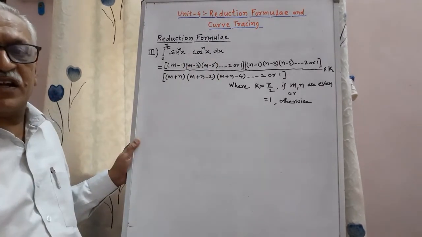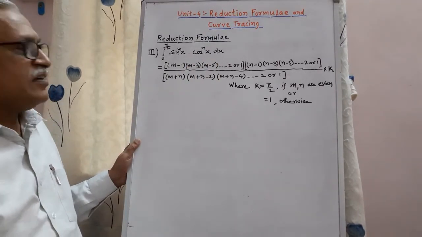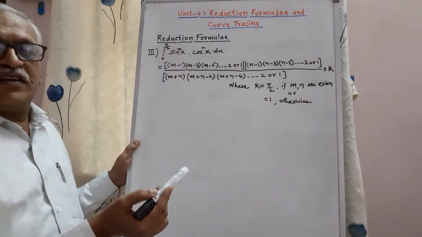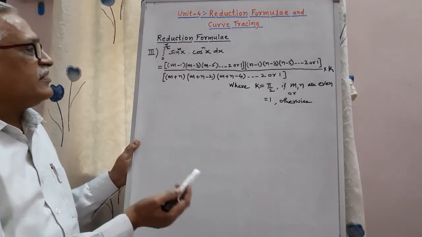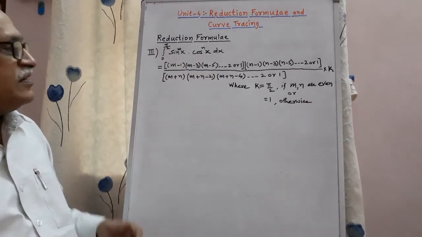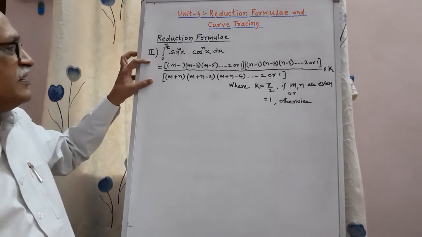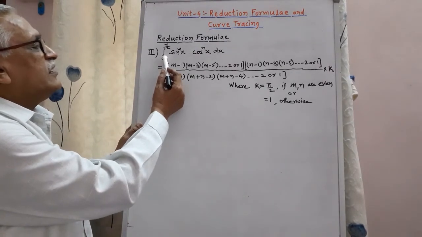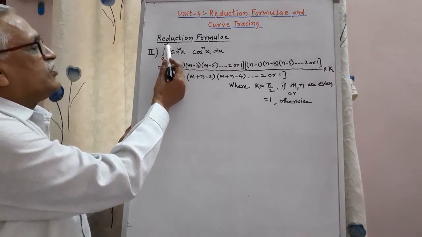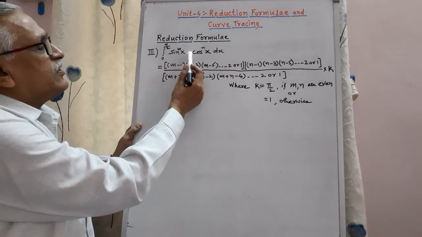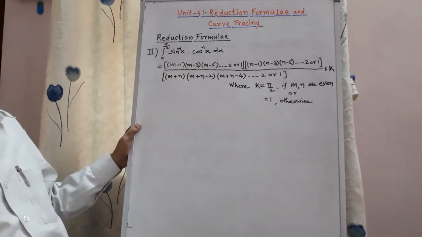In the previous part, I have discussed the first two formulas: integral from 0 to pi by 2 of sin x to the n dx, and second, integral from 0 to pi by 2 of cos x to the n. In this part, I will discuss the third one, how to evaluate integration from 0 to pi by 2 of sin x to the m into cos x to the n.